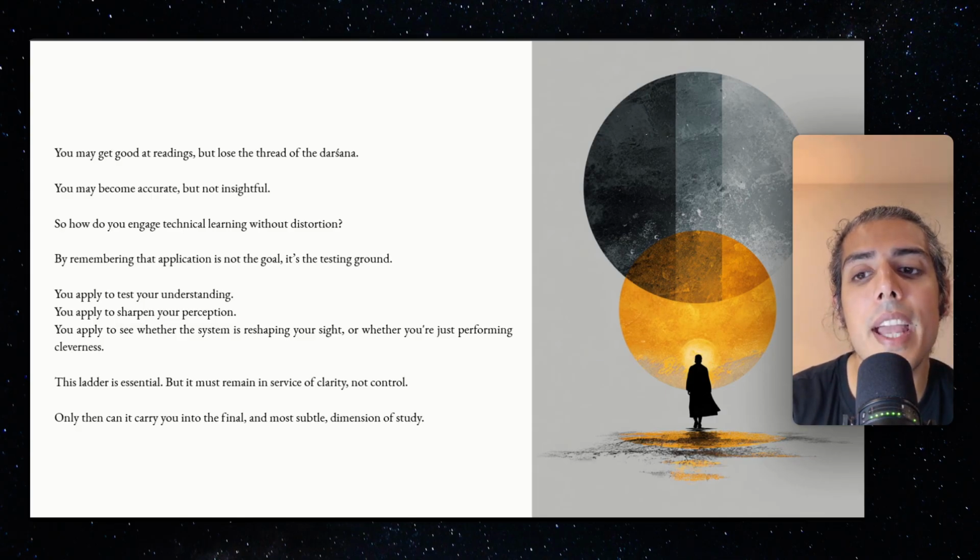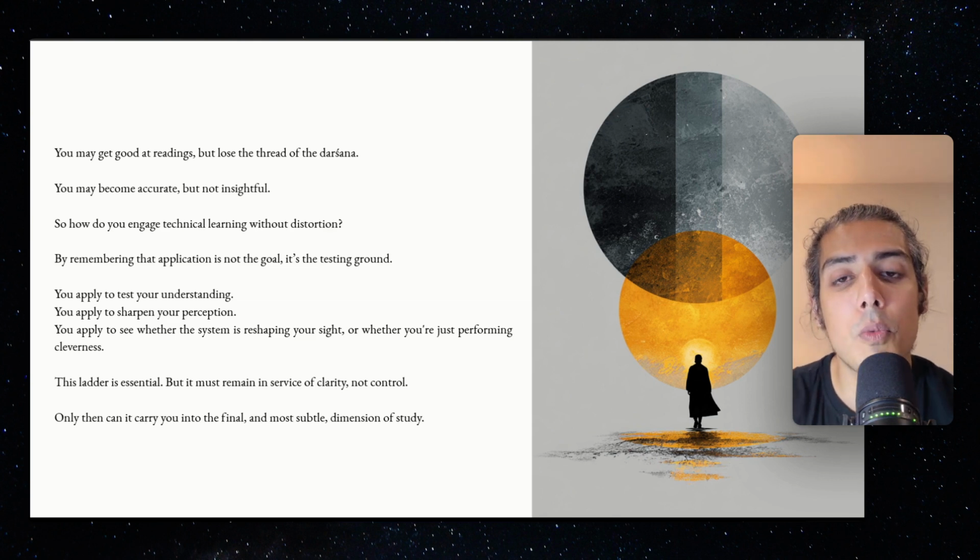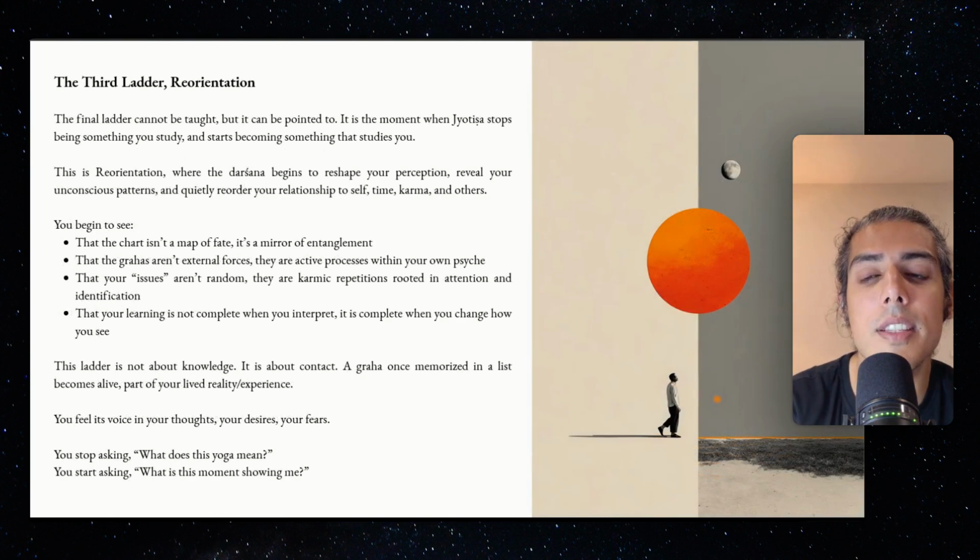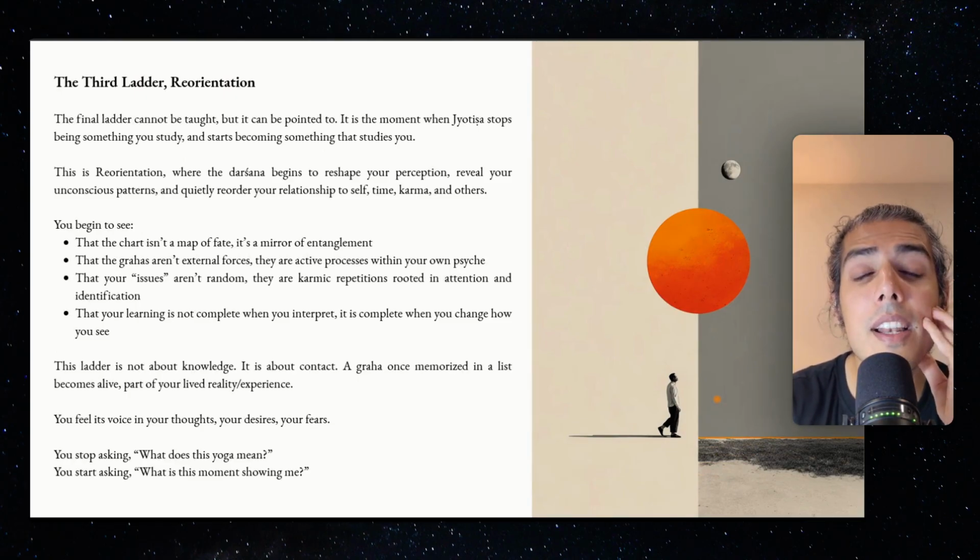Only then can it carry you into the final and most subtle dimension of the study. So what is that subtle dimension of the study? It's reorientation. This is the third ladder. The final ladder cannot be taught. It arises naturally, but it can be pointed to.